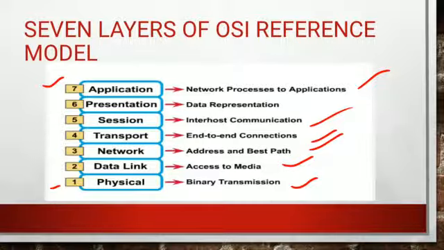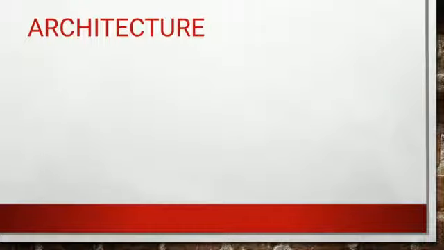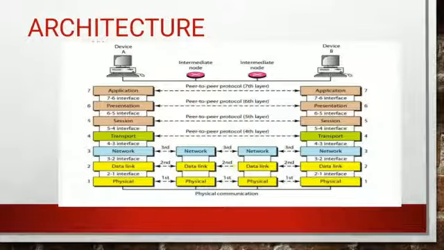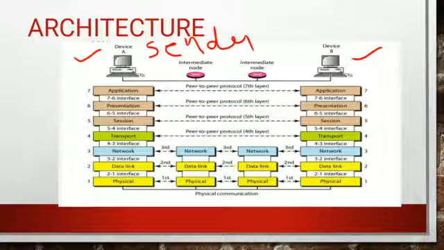So we'll see the architecture of the OSI reference model. This is the architecture for the OSI reference model. Here we have two devices, one is A, another one is B. Now A wants to send data. So this is the sender and this is the receiver device.